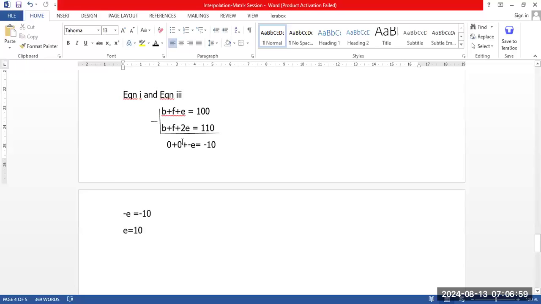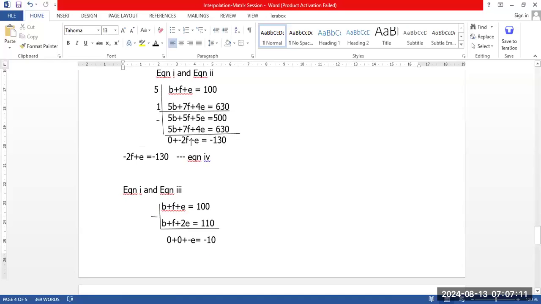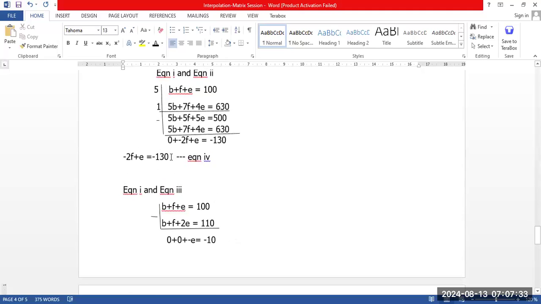But here, after solving equation 1 and 3, you realize that we have negative 10, and our E is 10. So we can say substitute E is equal to 10 in equation 4. Remember, your equation 4 is this one.